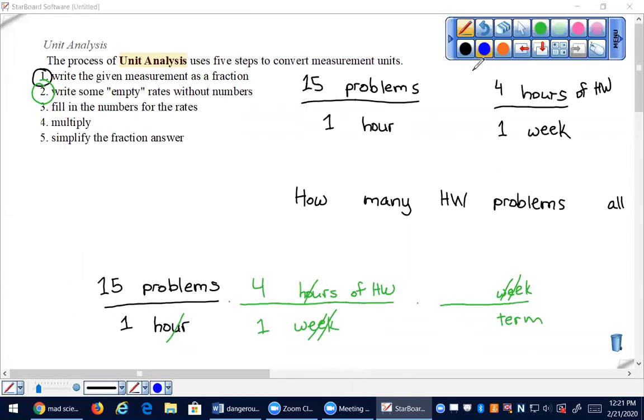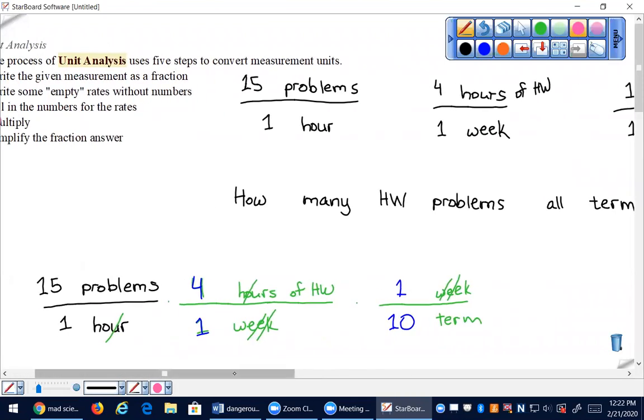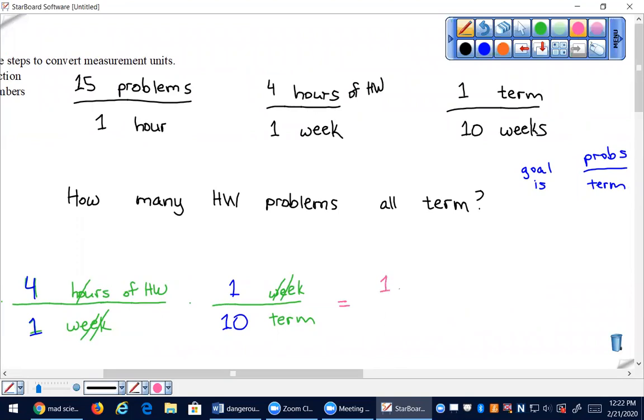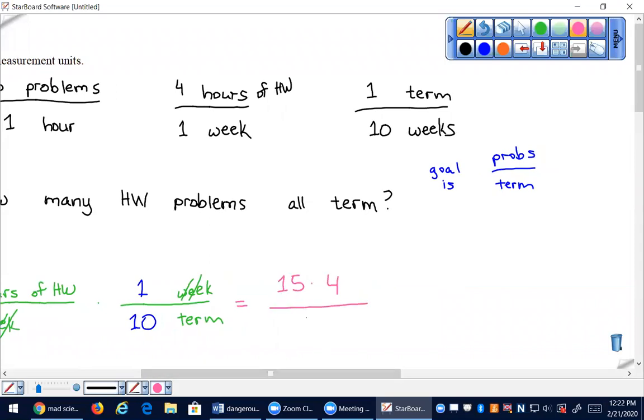Okay, now I have my plan. I have problems on top, I have terms on bottom. Everything is good. So I will take the time to fill in the 4 and the 1, and to fill in the 1 and the 10. And then I'm changing my colors as I go. So this was 15 times 4 on the top. And 1 times 1 times 10 on the bottom.